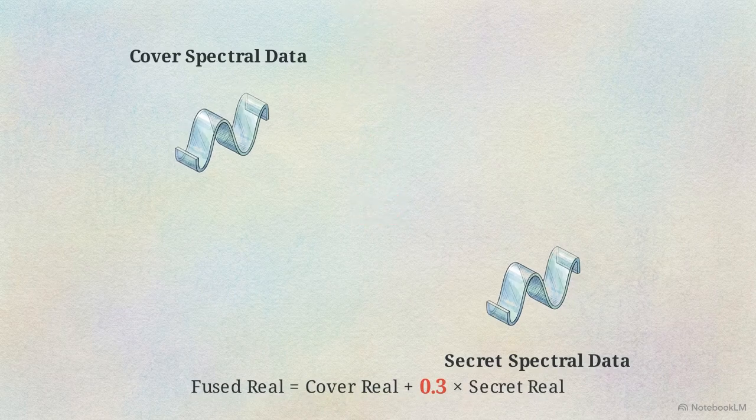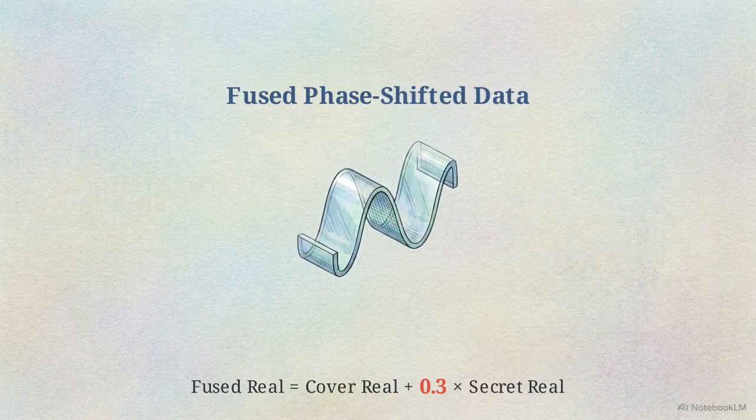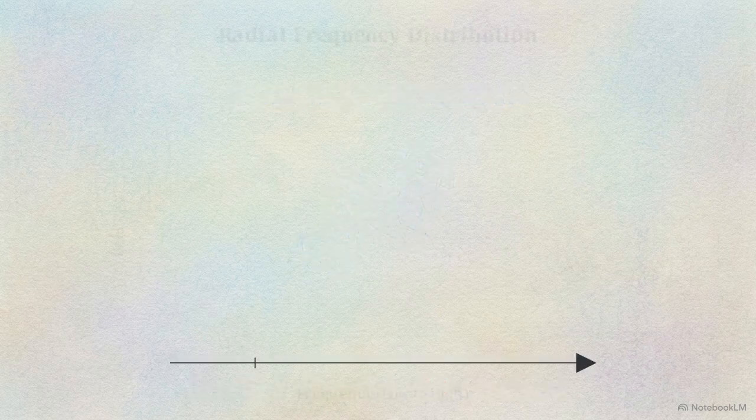injection. This graph shows that additive fusion strategy in action. We can see the clean spectrum of the cover image physically merging with the secret spectrum by shifting the phase of the frequencies.